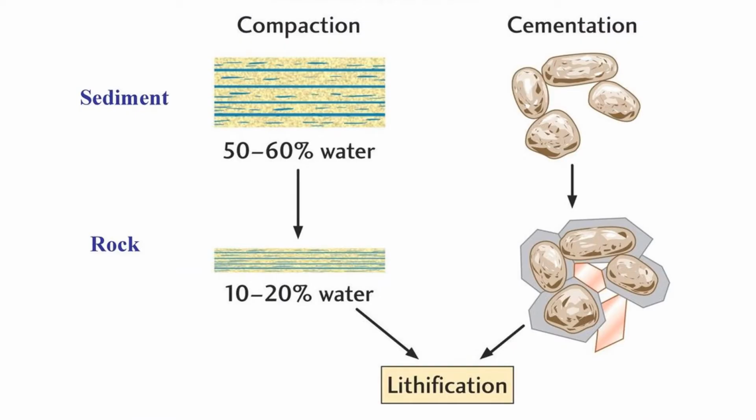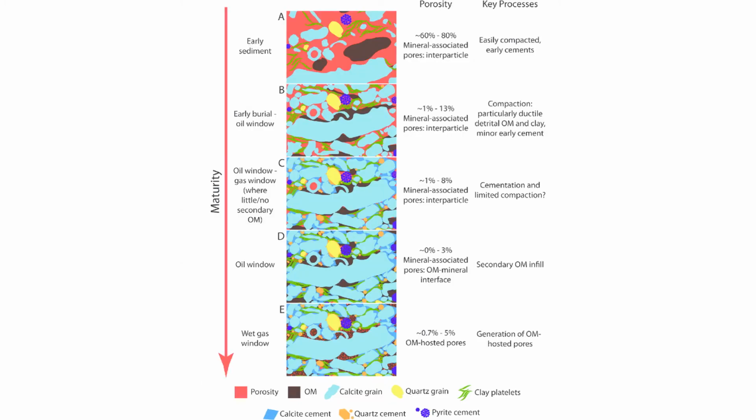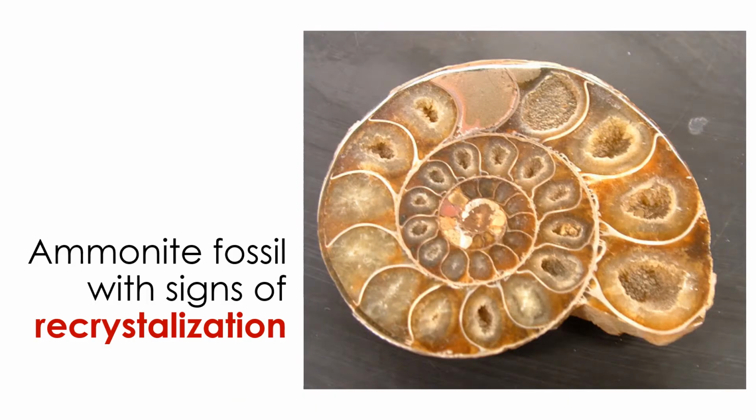Lithification is only the first step of diagenesis. After lithification, diagenesis depends on how deep the rocks are buried and what temperatures and pressures they experience deep in the earth. In many cases, diagenesis is destructive. Diagenesis can cause new minerals and materials to form inside of fossils, but it can also dissolve and destroy minerals and materials as well. And it can cause a mineral inside of a fossil to undergo recrystallization.